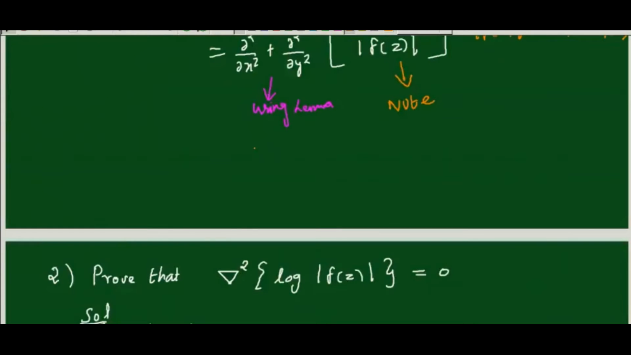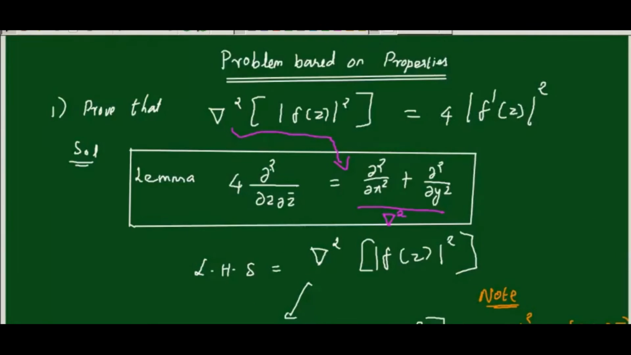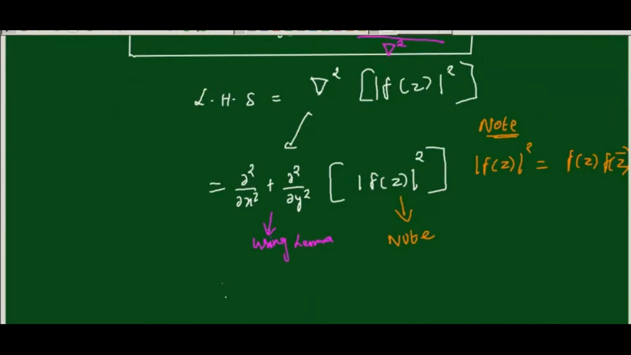Using the lemma, here I'm going to use the note. So which is equal to, what does that lemma say? Dou square by dou x square plus dou square by dou y square, we can rewrite as 4 times dou square by dou z dou z bar. So I'm going to use the same, which is equal to 4 times dou square by dou z dou z bar of f of z into f of z bar.